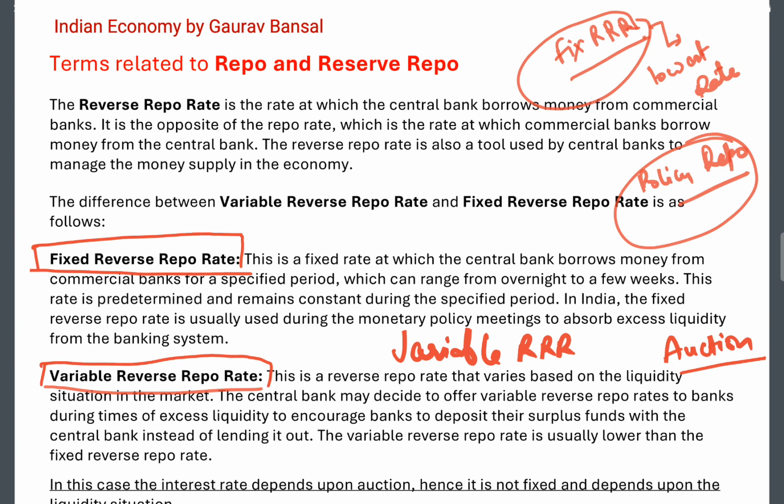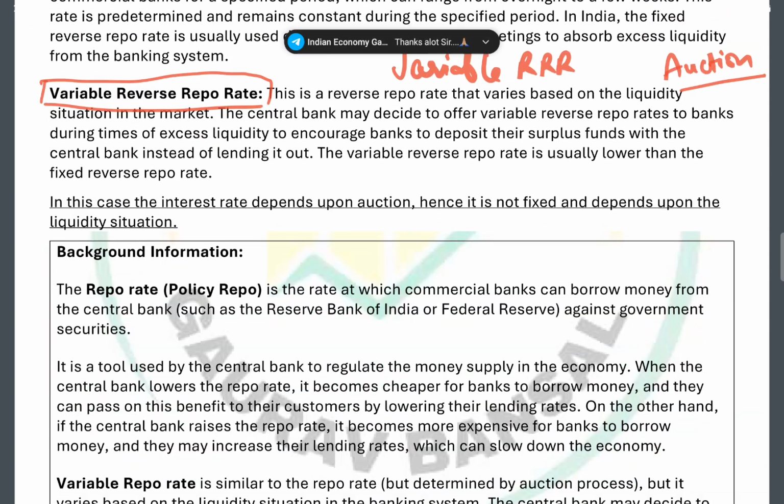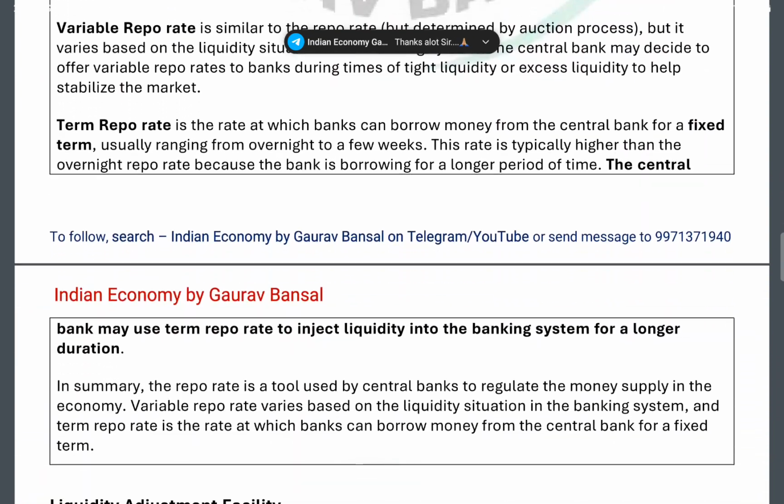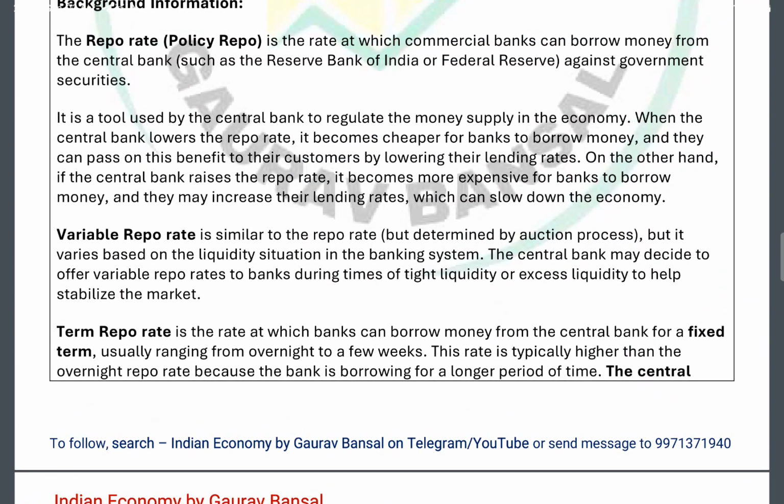So we have discussed in the case of reverse repo rate that we have either fixed or variable options. Similarly, when it comes to the repo rate, we have options too. One is policy repo, the fixed rate which is announced in the quarterly policy, the rate at which commercial banks can simply borrow money, as I explained in the beginning. So it is there to increase the money supply in the system temporarily.